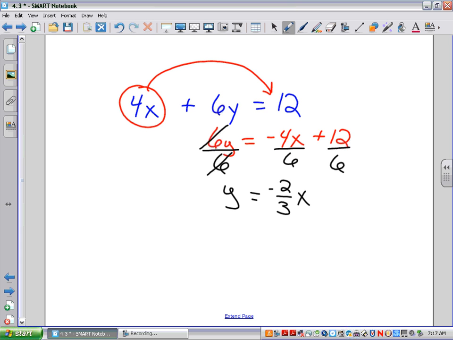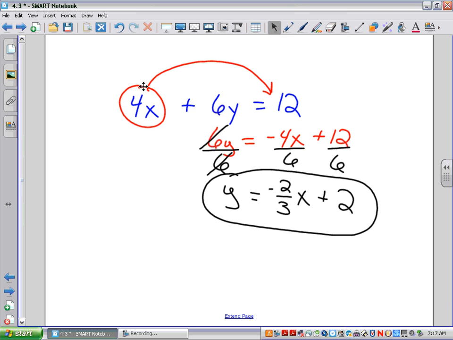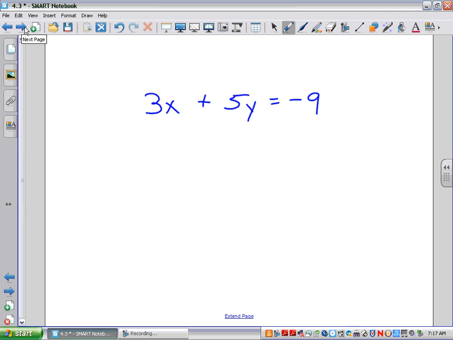Get an x plus, keep going, 12 over 6 would just be a 2. And this is my answer. That's in slope-intercept form, where my slope is negative 2/3, and my y-intercept is the 2 at the end. One more. Hit the pause button, and you guys try this one on your own.